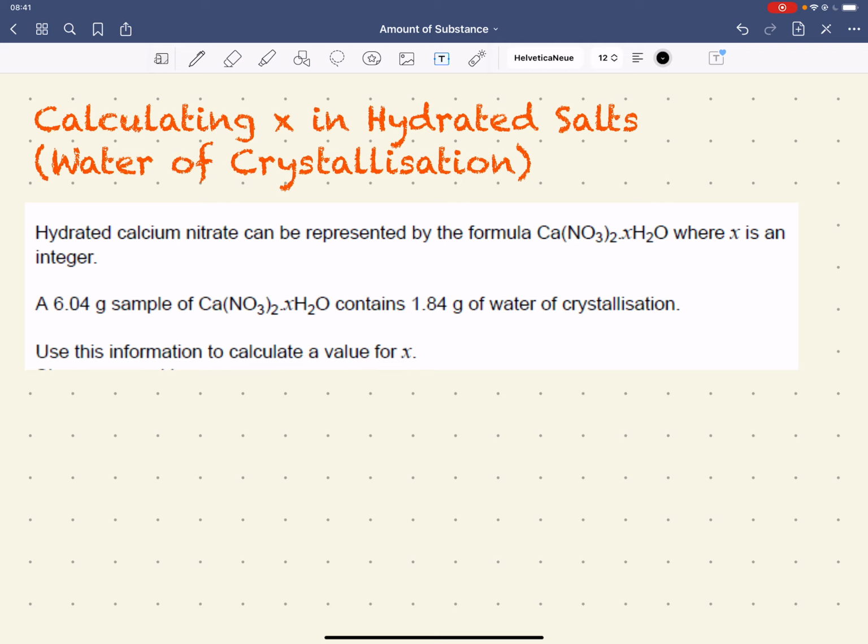It says that you've got a 6.04 gram sample of the hydrated salt, the hydrated calcium nitrate, 1.84 grams of water of crystallisation. And we've got to use the information to calculate X. Now, in a question like this, it's very, very similar to how you'd work out an empirical formula.